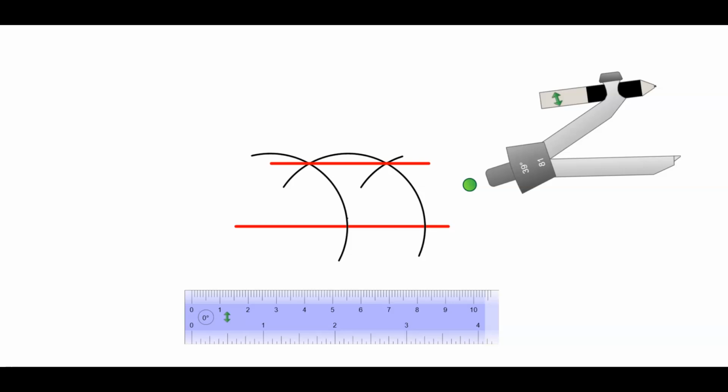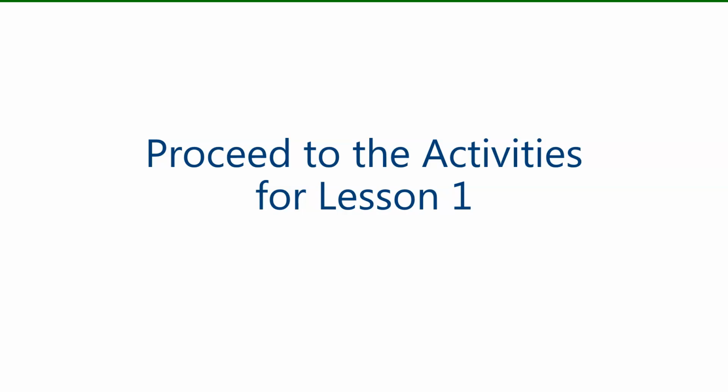parallel. Please proceed to the activities for Lesson 1.